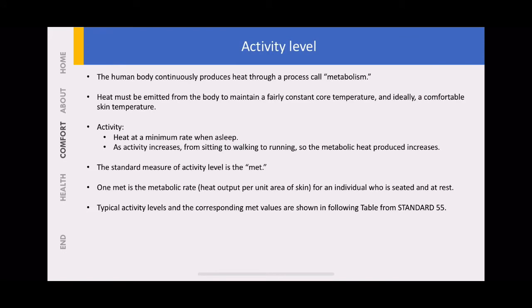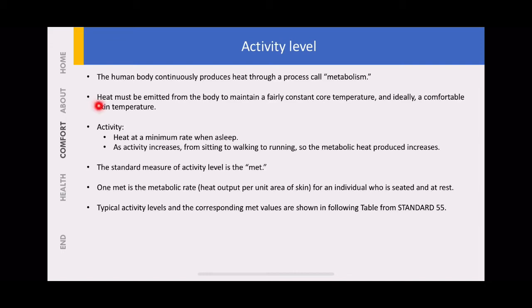Right, activity level. Activity level is about the human body, the activity that a human body is doing. I'm not sure my English is correct right now. The human body continues to produce heat because we are burning food or fuel. So the metabolism in your body promotes the heat that is released into the space.